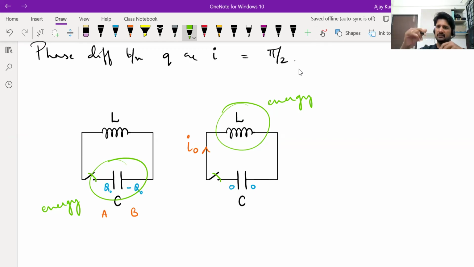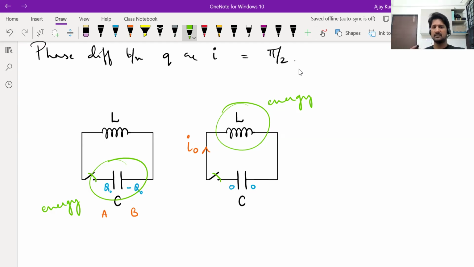We have derived the equation. It's an oscillating charge, it's an oscillating current. From the peak value, current will again come down to zero. As the current comes down to zero, charge will again go to the extreme value. When current is coming down to zero, the inductor is losing its energy, but in that process, the capacitor is getting charged. So the capacitor is gaining the energy.